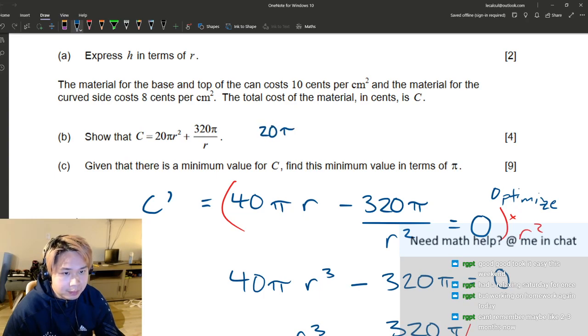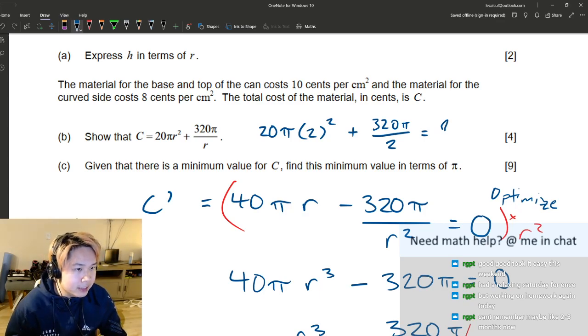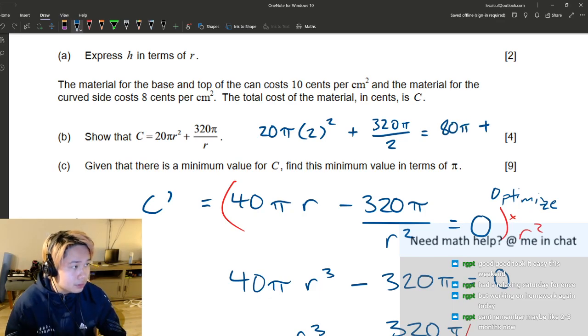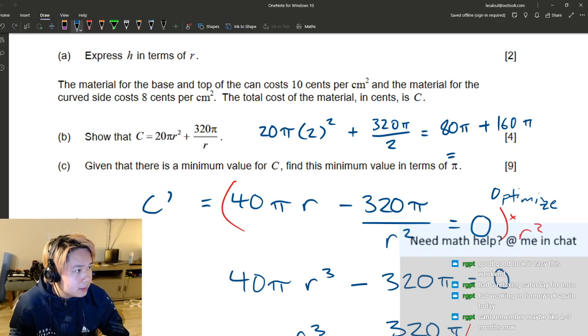which means that I plug in 2 for my radius into the cost formula. So 20 times pi times 2 squared plus 320 pi over 2. So that first term, 2 squared is 4, 4 times 20 is 80 pi, and then likewise 320 divided by 2 is 160 pi, and then 80 plus 160 is 240. So the cost is 240 pi dollars or cents.